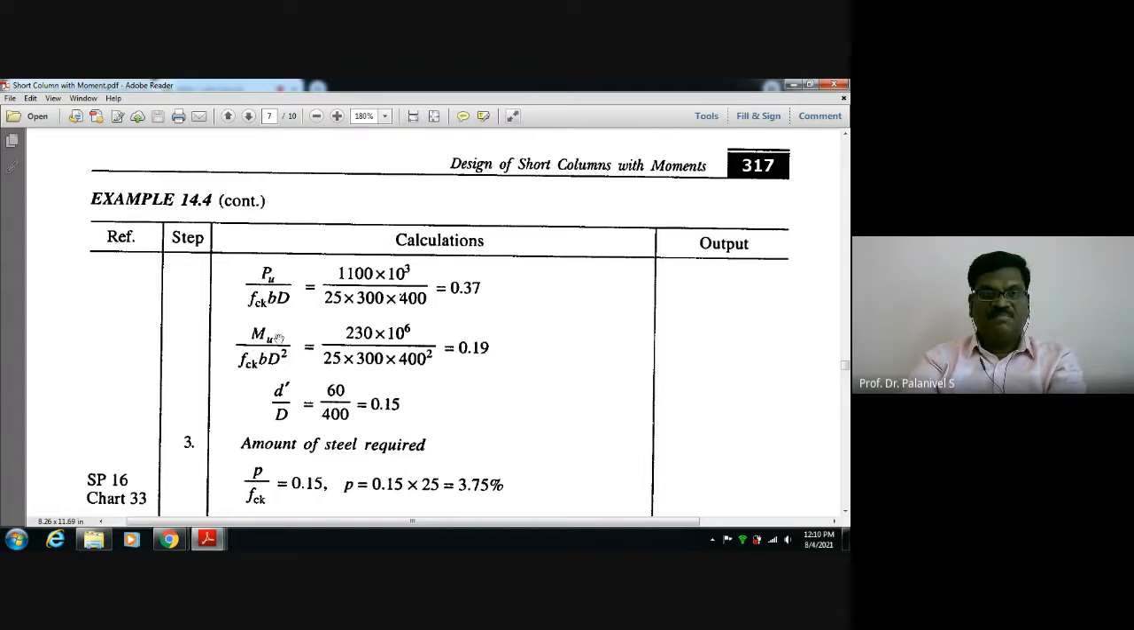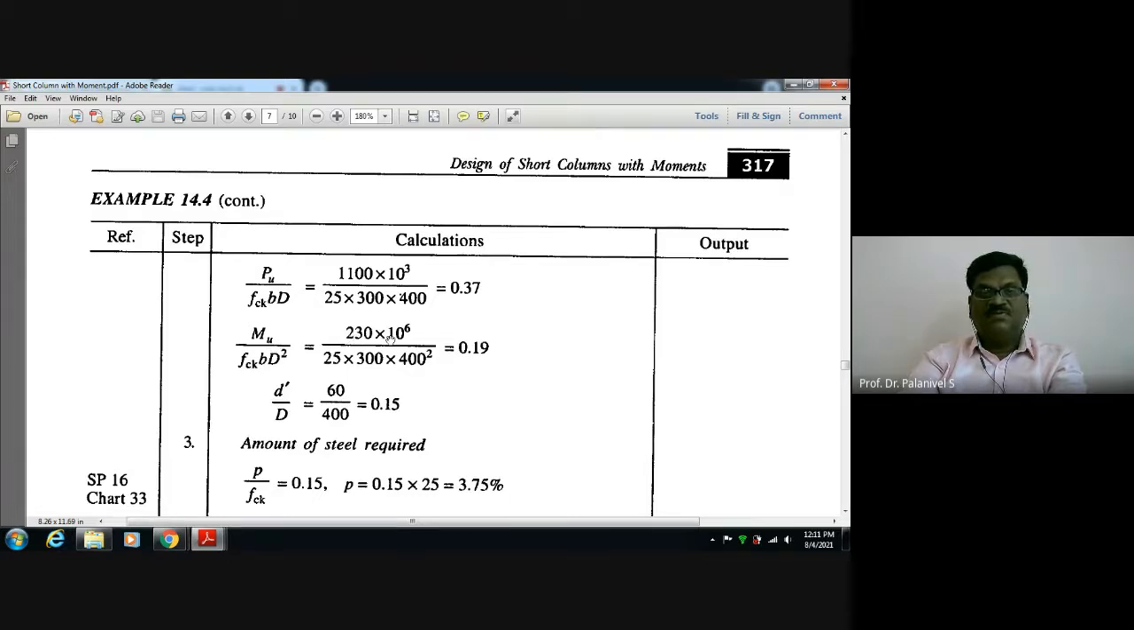Next, another parameter you have to calculate, that is Mu by fck bd square. Calculate it to refer to the interaction diagram. This is the ordinate and this is the abscissa in that interaction diagram. That's why you have to calculate this unknown parameter. All are given data, so you have to calculate Mu by fck bd square.